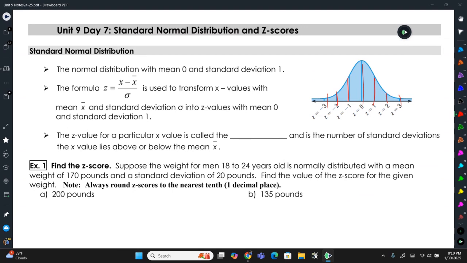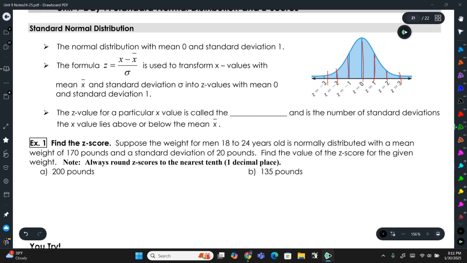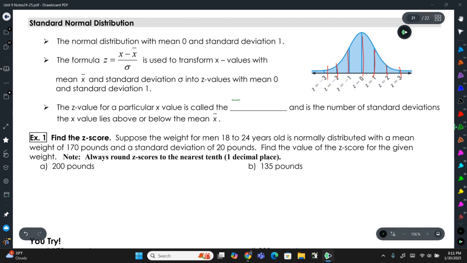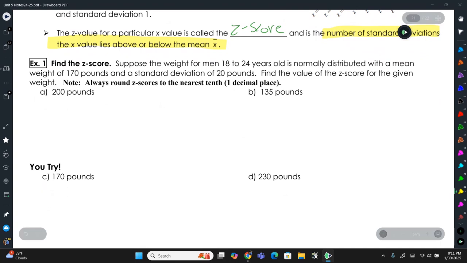Okay? And we calculate the z-score by doing the data point minus x bar, which is the mean, divided by the standard deviation. That will give us the z-score. And like I said, it tells you how many standard deviations the value lies above or below the mean. So what we're going to do for this is we're first going to find the z-scores of these values for this data point, this set of data.